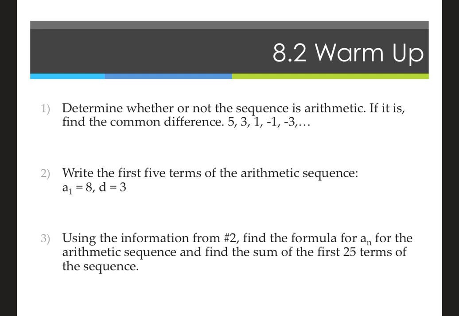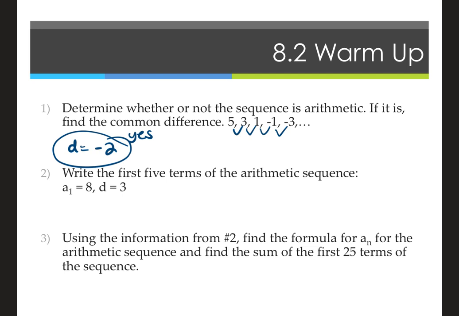We're decreasing, right? 3 minus 5, 1 minus 3, negative 1 minus 1, and negative 3 minus 3 all gives you what? Negative 2. So it's a yes. It is arithmetic, and d equals negative 2.